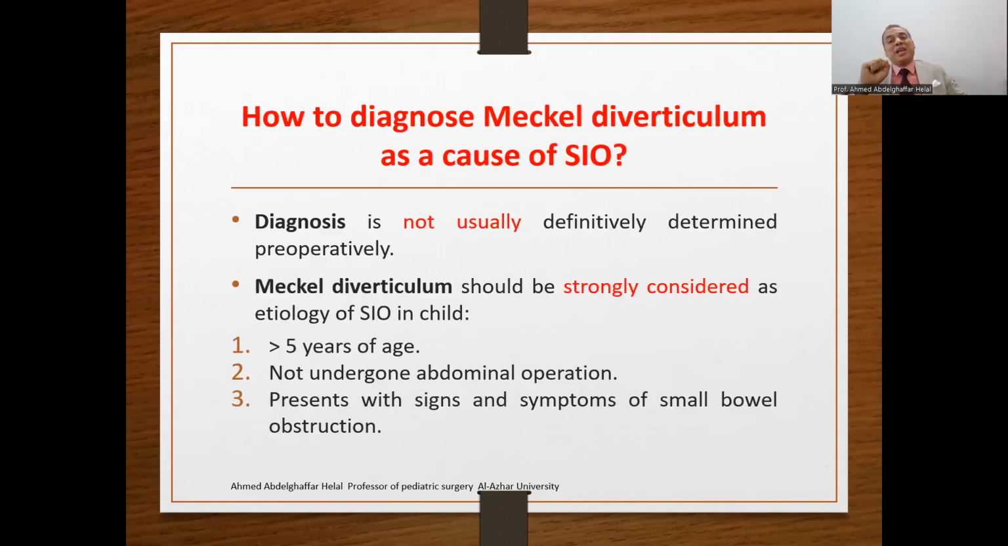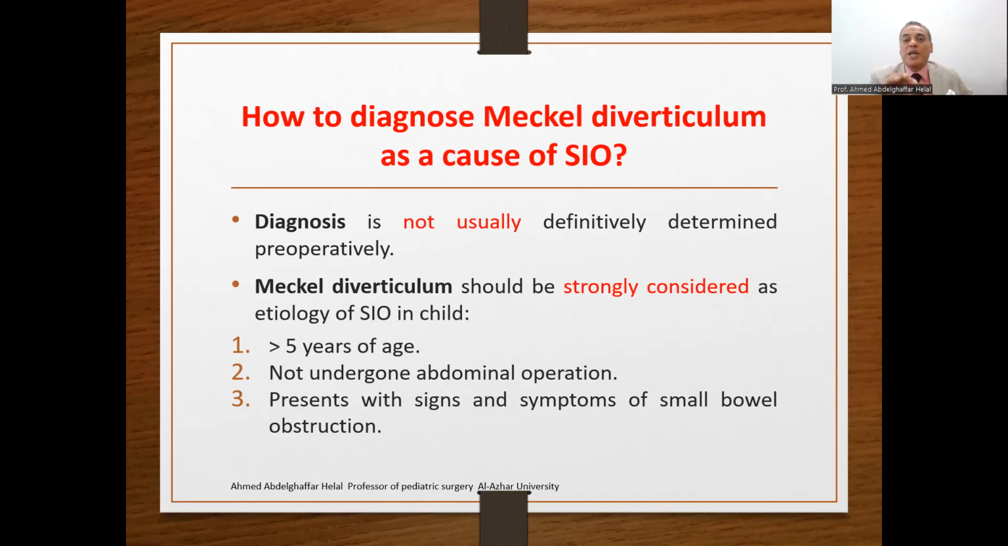How to diagnose the Meckel as a cause of a small intestinal obstruction? Very important question for all pediatric surgeons and pediatricians. How can we know or diagnose that this child with small bowel obstruction, the cause is Meckel? How can you diagnose? Small bowel obstruction, distension, vomiting, obstipation, or constipation. Many causes may cause small bowel obstruction in many children. How can you suspect or diagnose? Is it possible preoperatively? Or will the case be diagnosed intraoperatively?